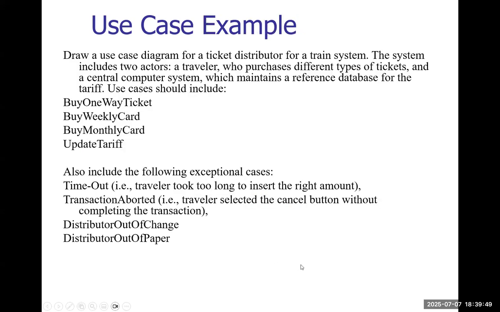So here let's draw the use case example. This particular example describes the general and the specific, the included, and so on. Here you can see the use case diagram for a ticket distribution system. This includes two actors, the traveler, who purchases tickets, and a central computer system, which maintains a reference database for the tariff. Here we can buy one-way, weekly, monthly, and update tariff. Here we also include these exceptional cases: timeout, abort, out of change, distributor out of paper, and so on.